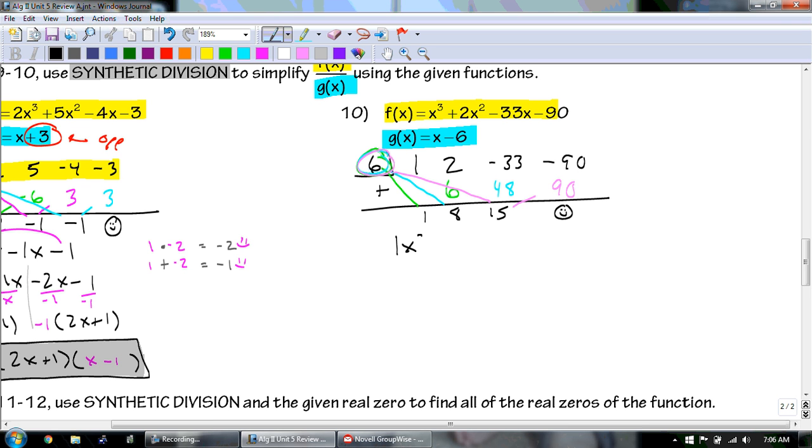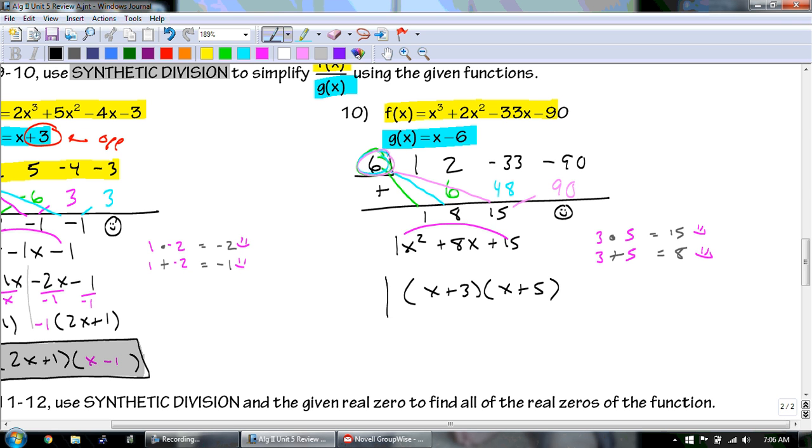So we have 1x squared plus 8x plus 15. So I'm looking for numbers that multiply to get to 15 and add to get to 8. Yeah, it's 3 and 5. Now, I like this because my leading coefficient is 1. I can just break it down right away to do my shortcut. So it's x plus 3 and x plus 5. Okay, that's nice. It saves you a little bit of work.